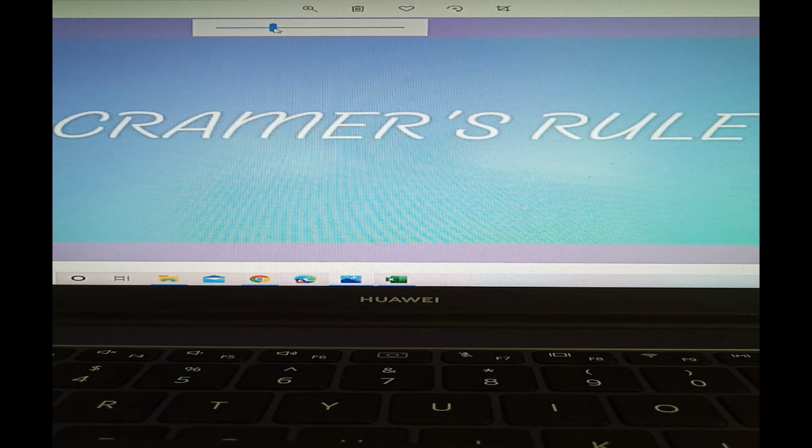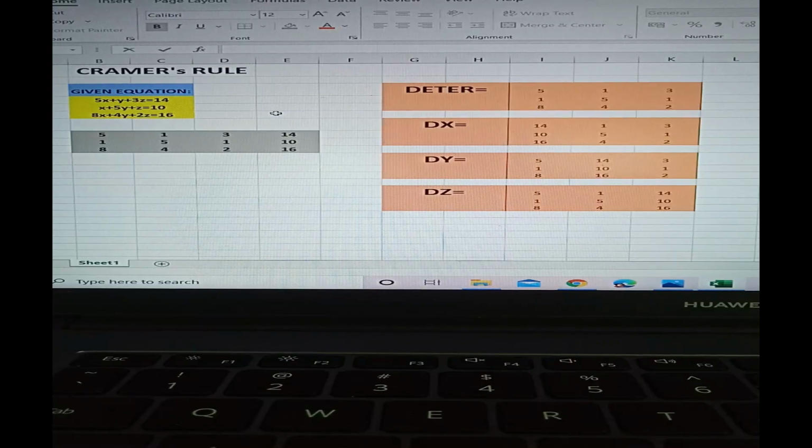Cramer's rule, a method involving the determinant of the coefficients for calculating a unique solution for a given system of linear equations. Here's an example. We have three given equations, which means 3 by 3 matrix, and what we need to do is to find out the value of x, y, and z. And these are the determinant of d, these are the determinant of dx, and these are the determinant of dy, and these are the determinant of dz.